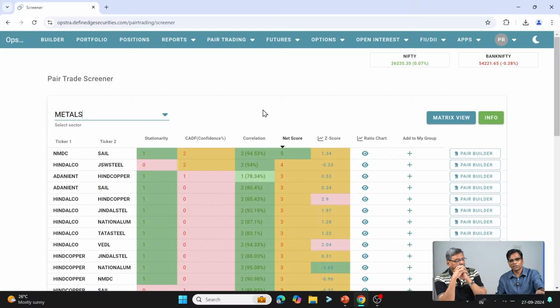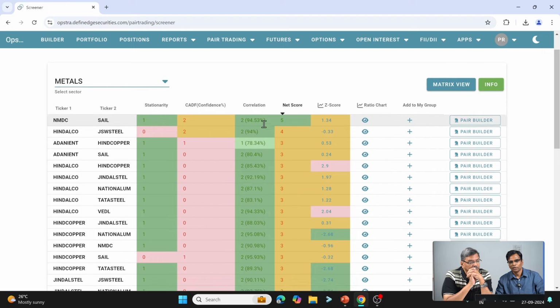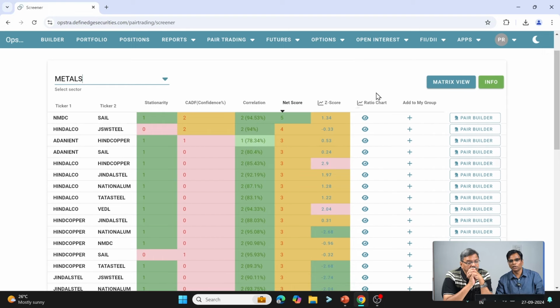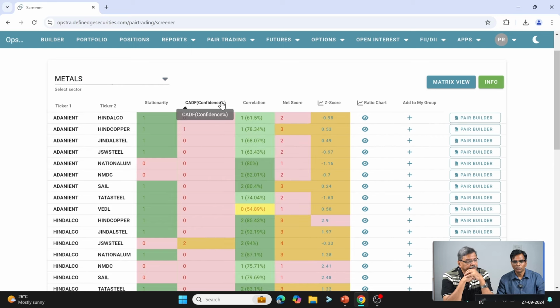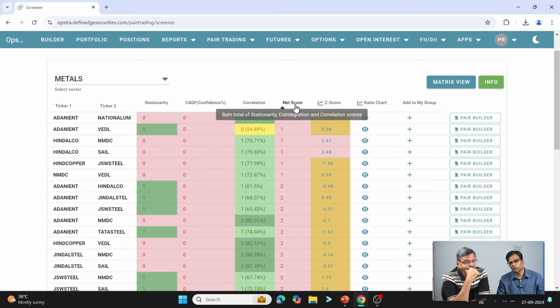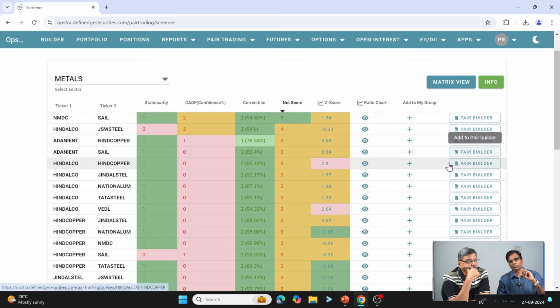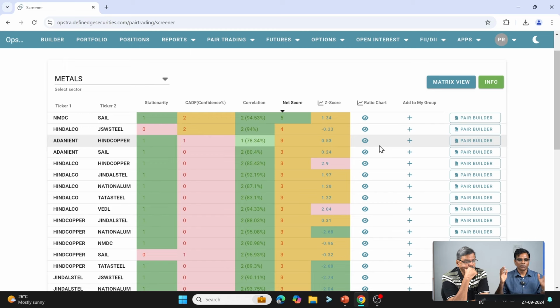So let's say you can see this metals sector, and you can see the net score here. For example, NMDC and SAIL have a good score. So every column can be sorted, or only the net score? Yeah, we can sort. It's better to do it with net score, because that shows how much confidence you have, what the correlation is, and that's what we base our trades on. The best ones will be when the score is 5 and 6, and below that you have to be cautious. Use your own knowledge on how you want to execute this.